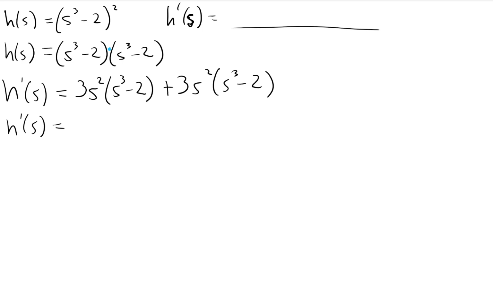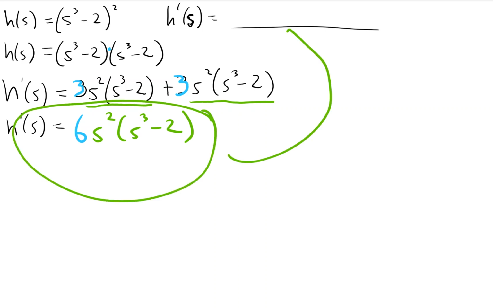And now we're just about done. So notice these are s squared times s cubed minus 2, and these are also s squared times s cubed minus 2. So if I've got 3 of them here and another 3 of them here, then I've got 6 of those. 6 s squareds times s cubed minus 2. So that would be what I get for the derivative.